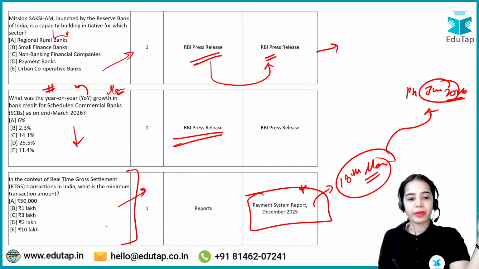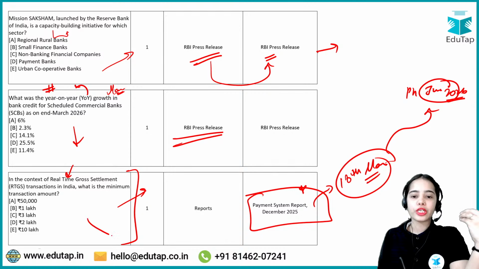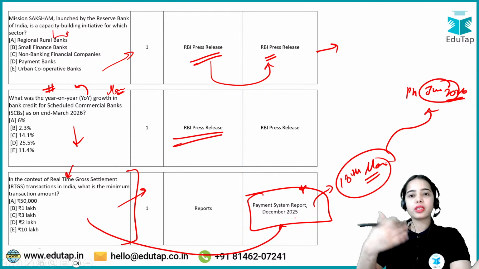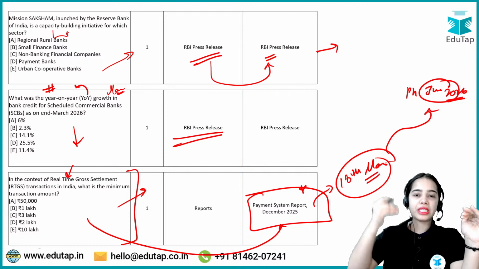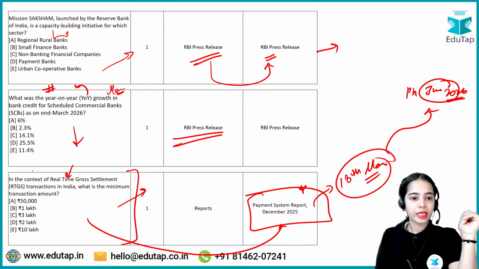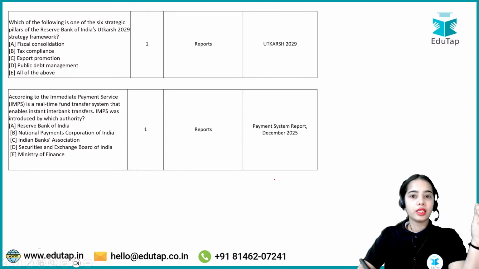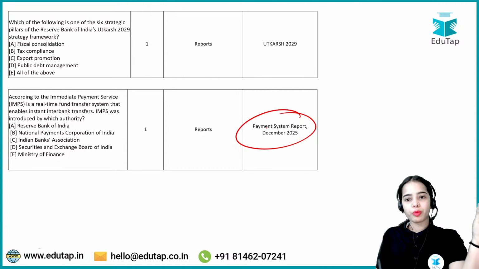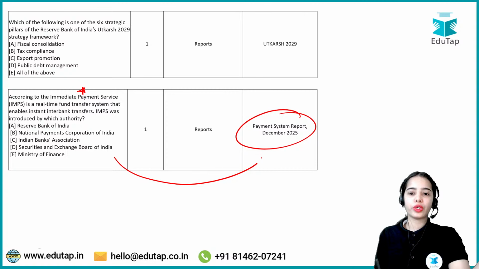Here you can see, you can answer this with your general awareness, with your finance static knowledge also. But this question was from the payment system report because there was a lot of discussion regarding the different payment instruments and the limits regarding that. In the context of RTGS transactions in India, what is... So this was a question from the report. Another question was from the payment system report regarding the IMPS. If you have gone through the finance static, then also you would have answered this question. Otherwise, this question was from your payment system report.